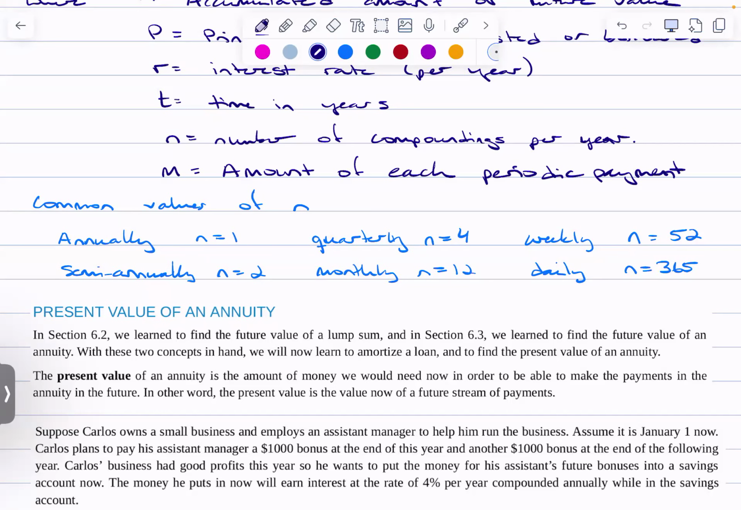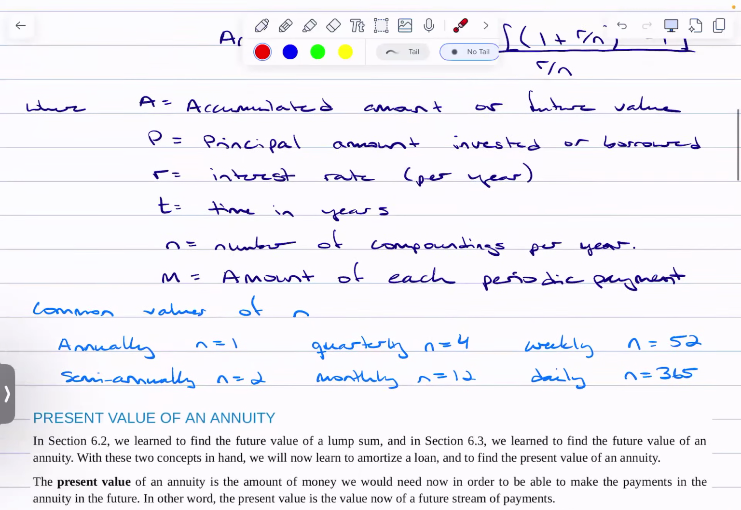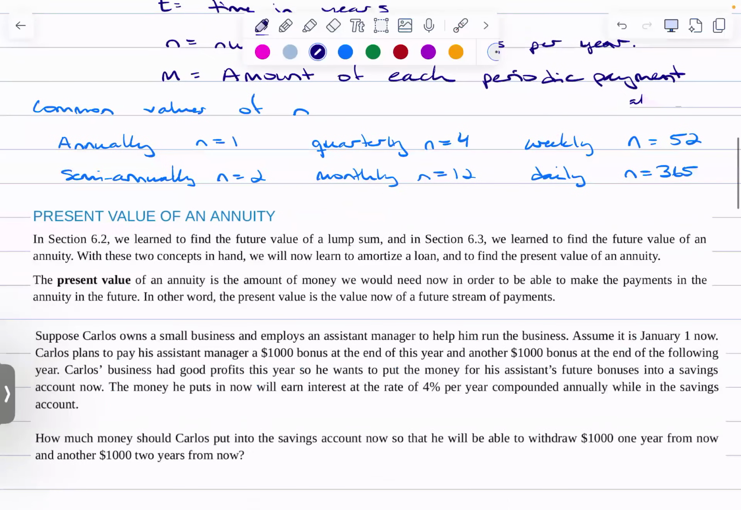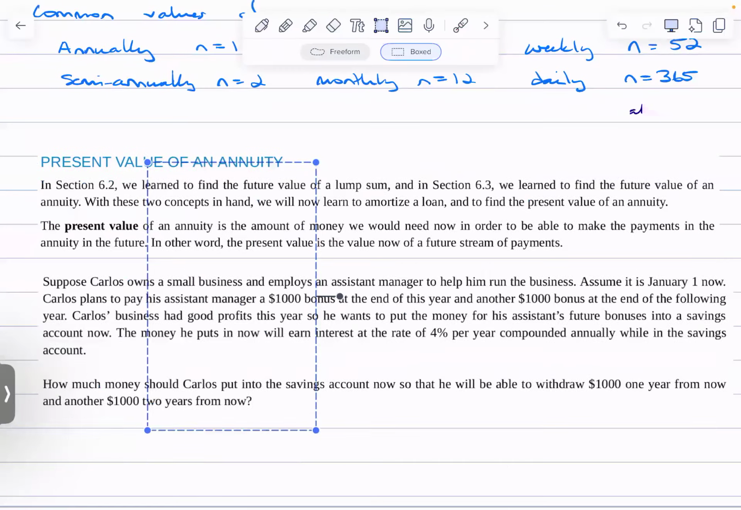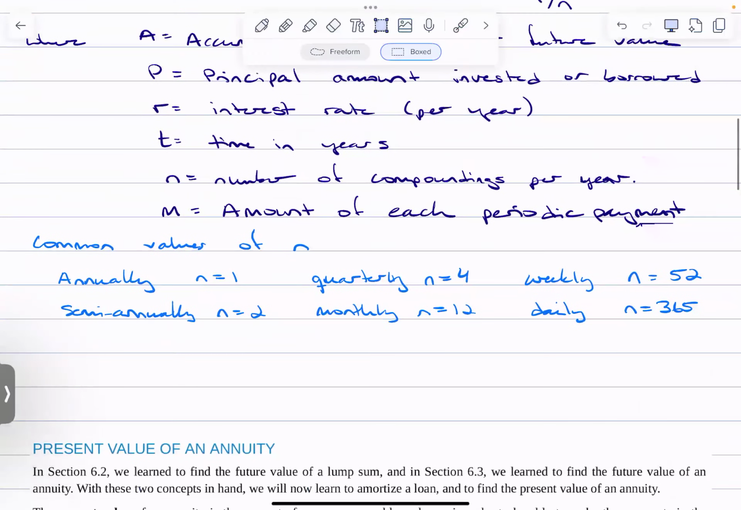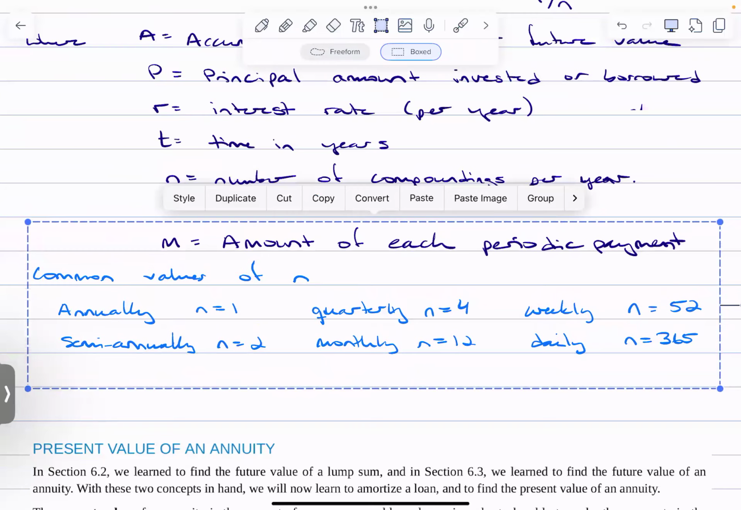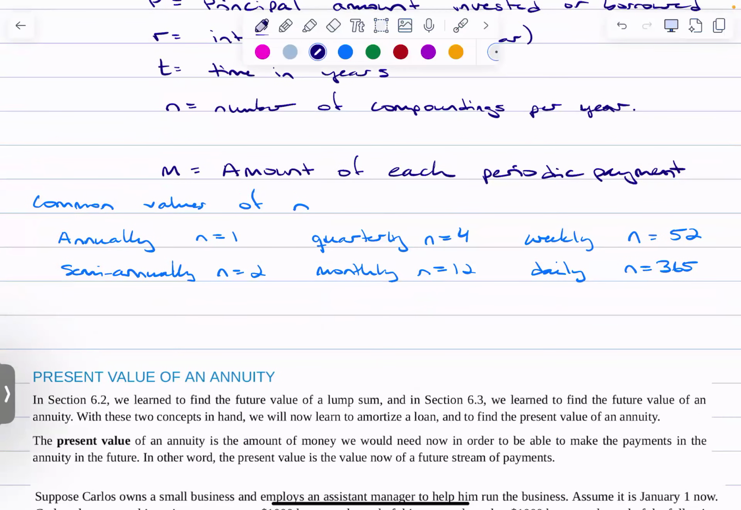We are still working under the assumption, and we will always work under the assumption, that n is also the number of compoundings per year, but also the number of payments per year. And so let's add that. Wow, I really did not anticipate how much room I needed. So n is the number of compoundings per year, and the number of payments per year.